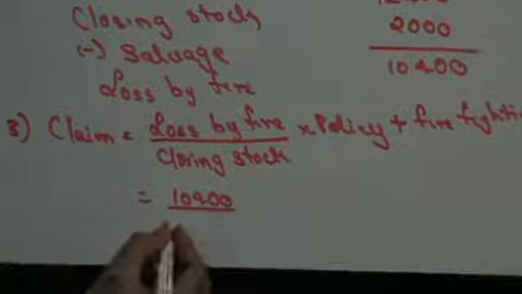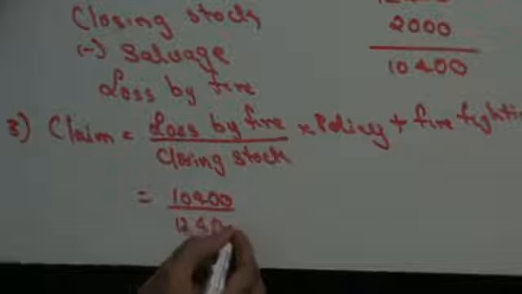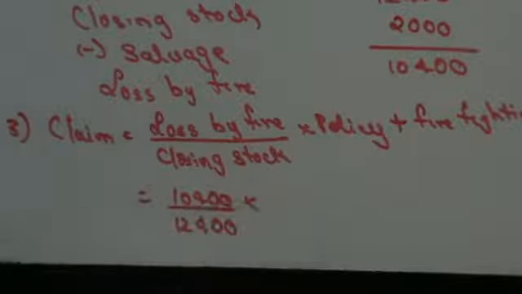Closing stock we found out is 12,400. Policy amount is given to you as: the stock was insured against fire to the extent of 15,000, right? Now we have a problem. The policy amount is more than the closing stock.